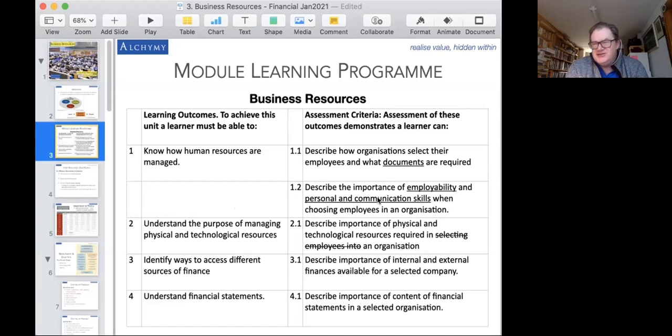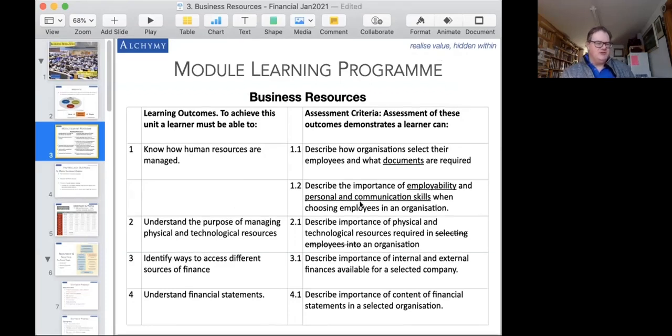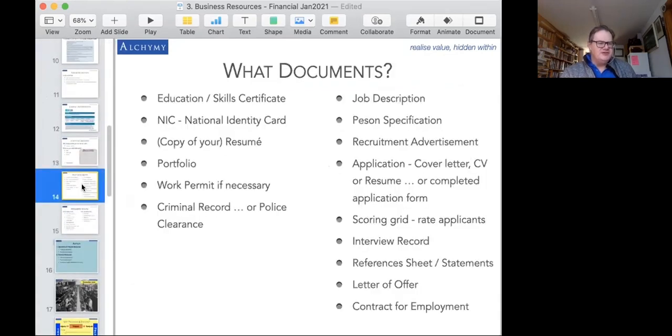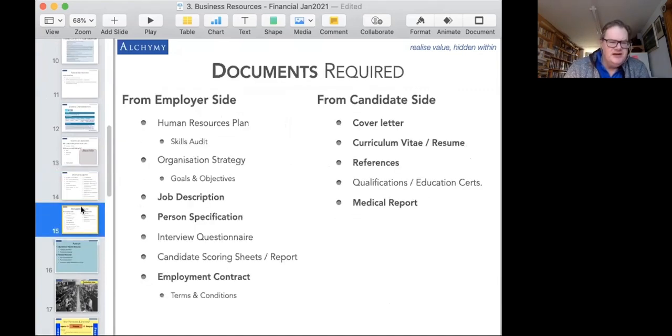Personal communication skills are so important in every role, which is that idea of the person specifications, not just the skills, it's the type of person that we're looking for. So if we were to talk about that, well, what sort of documents might help us with this process?